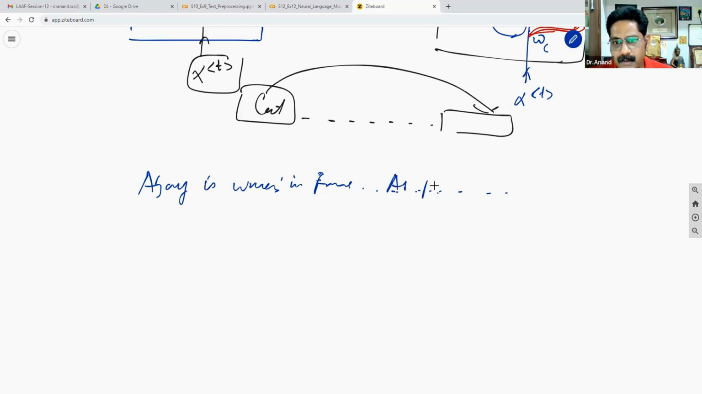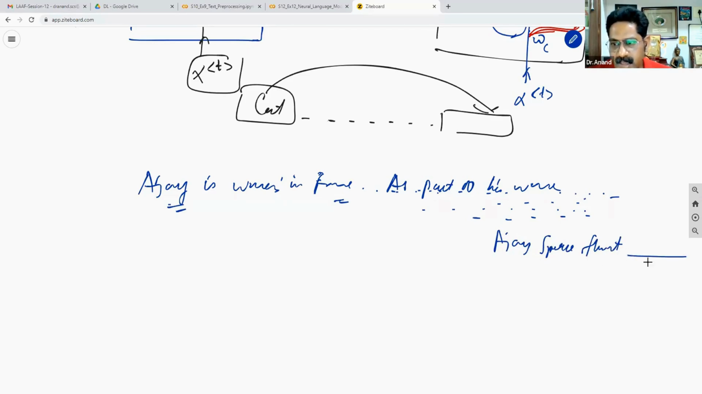Maybe as part of his work or something, some other sentences. So Ajay is working in France for maybe 10 years. I explained it, and as part of his work, he recently relocated and so many things, which is very less relevant to this Ajay and France. And after a few tokens, now Ajay speaks fluent dash. So I need to fill this.